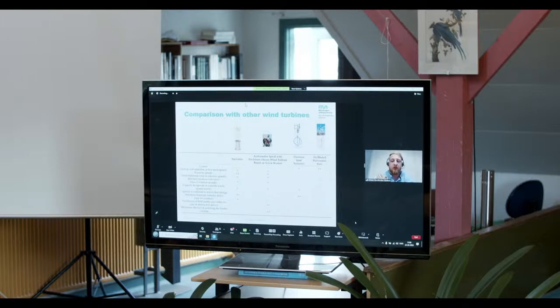Here we can see a bit more of a comparison between the different points, and especially the benefits of this wind turbine are the low rotating speed of the blades, which reduces the noise, reduces mechanical losses and stresses, which will also reduce temperatures in some parts of the generator.